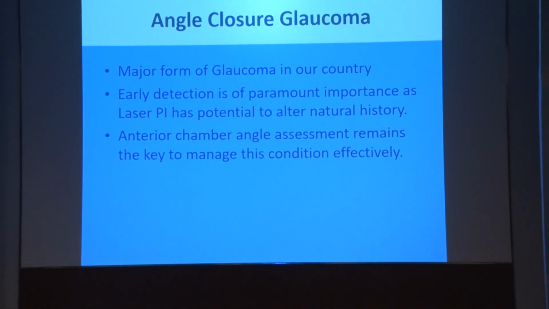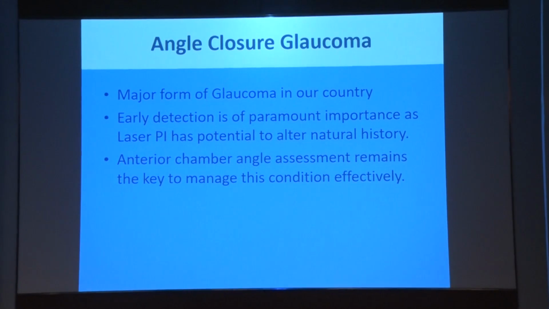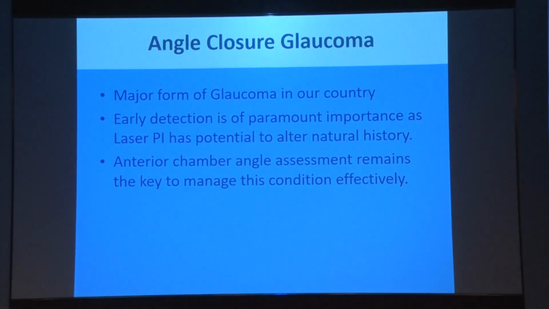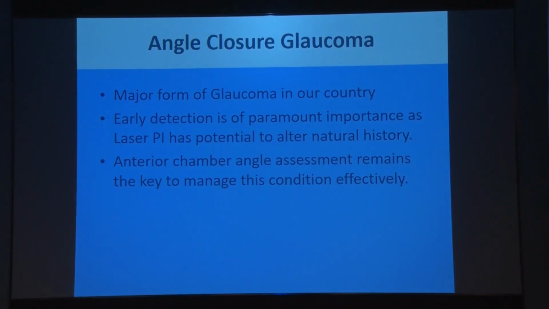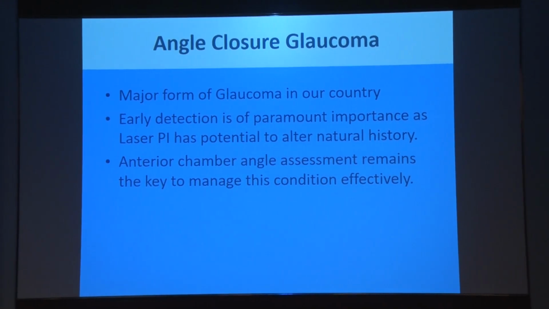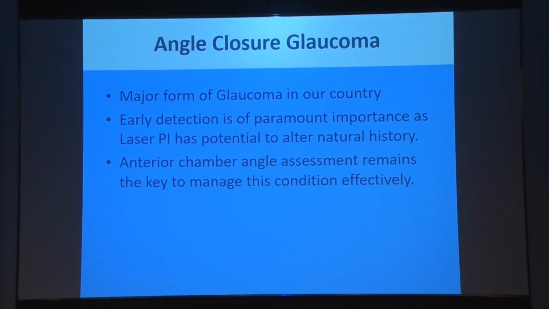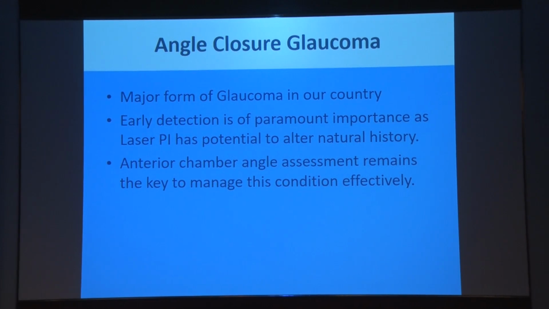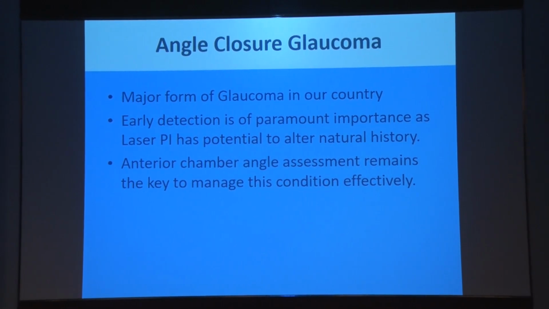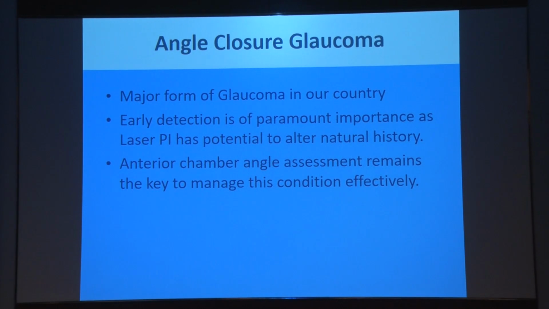Angle closure glaucoma is actually the major form of glaucoma, and we know that from the prevalence studies which have been done across the country. It's almost a 50-50 ratio. Early detection is of paramount importance, as laser peripheral iridotomy has the potential to alter the natural history of the disease. And it is a disease with a much higher visual morbidity than primary open angle glaucoma. Anterior chamber angle assessment remains the key to manage this condition effectively.